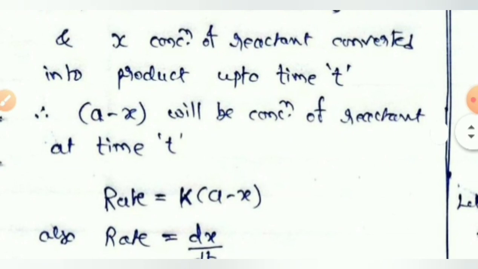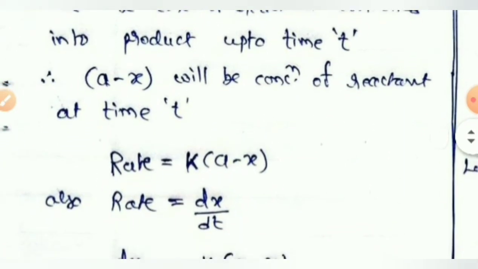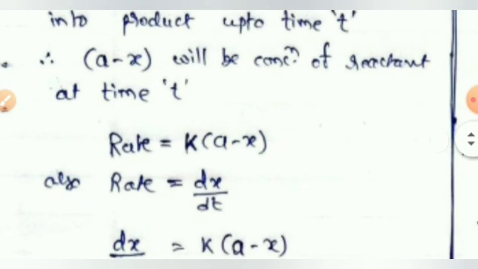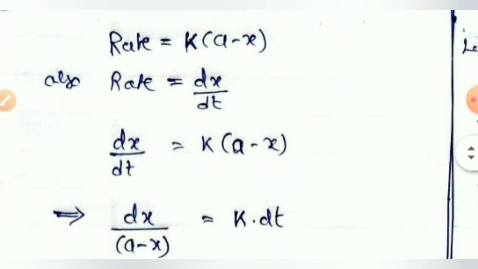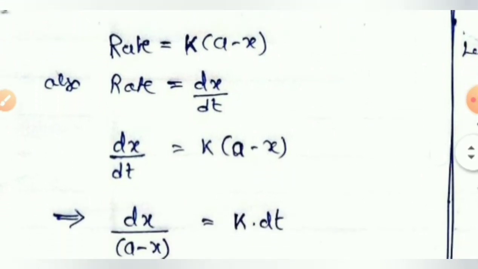So A minus X will be the concentration of the reactant A at time t. Now this rate can also be given as the rate equal to dx upon dt. If you compare these two rate equations, both give the rate, so we can compare these two equations and we will get dx upon dt equal to k into A minus X.